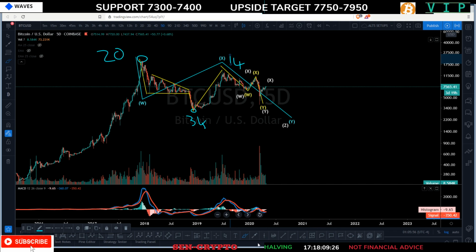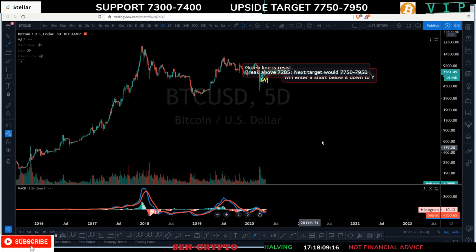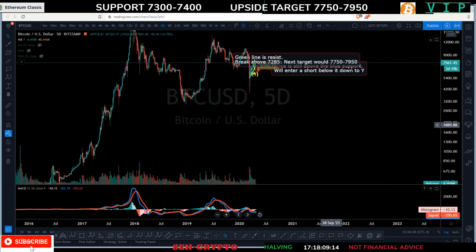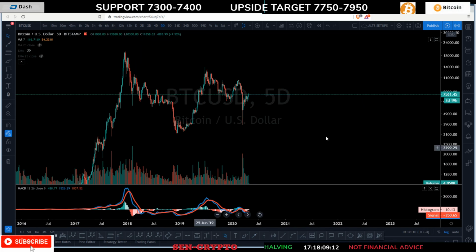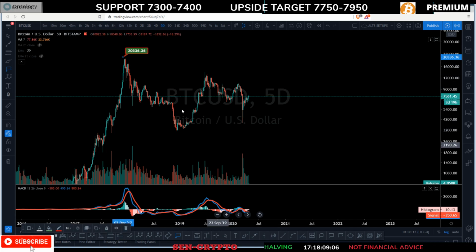So first thing first, I'm just gonna do it manually before I show you the setup, right? So let's go on Bitstamp. Let's clean up the chart. All right. So as you can see, we got a parabolic move up to like a 20k level, a 3k level of bottom, just about 3k, another move up to 14k.